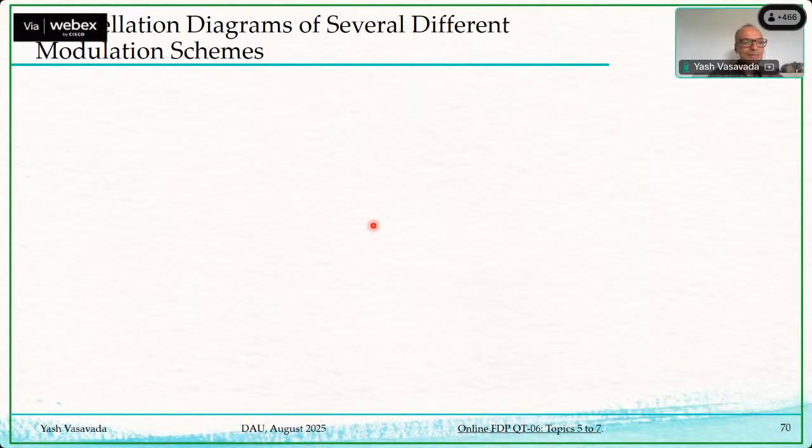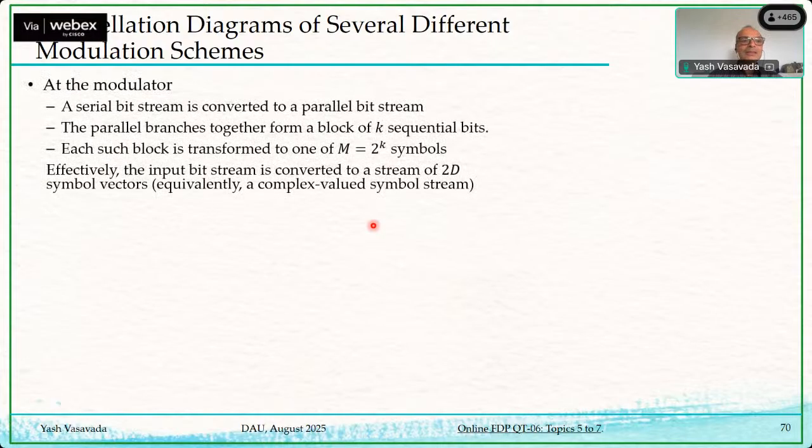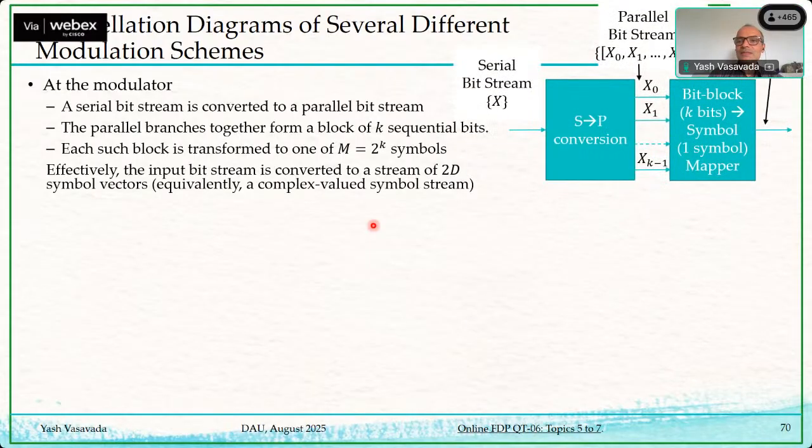Further generalization is possible, which will lead us to quadrature amplitude modulation, or in general, amplitude and phase shift keying. Here we are changing both the amplitude as well as phase. And if it is an M-ary modulation scheme, basically we take a block of k bits, where k is log base 2 of M, and use it to pick one of those M symbols. So this is the general diagram.